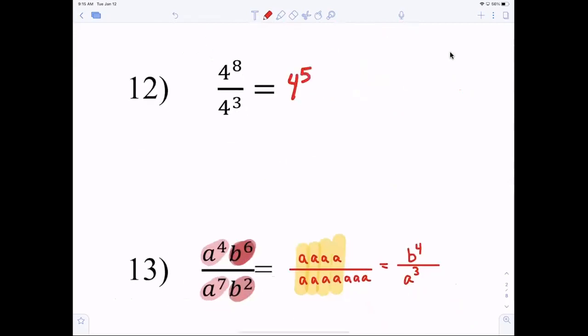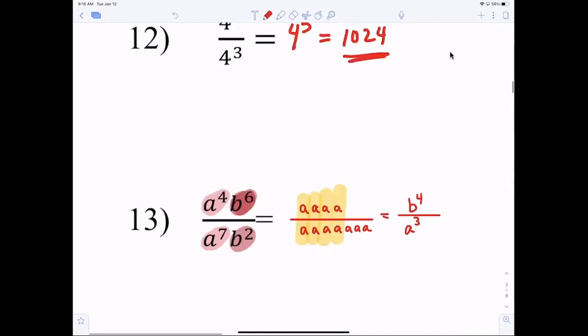All right, Sienna. Yes, 4 to the 5th. Now, some of you, of course, already know that's 1024. If you know that, that's good. If you want to check that on your calculator, feel free to do that. When you're dividing, you're subtracting the exponents. Notice I didn't change the base. All right, which brings me to number 14.